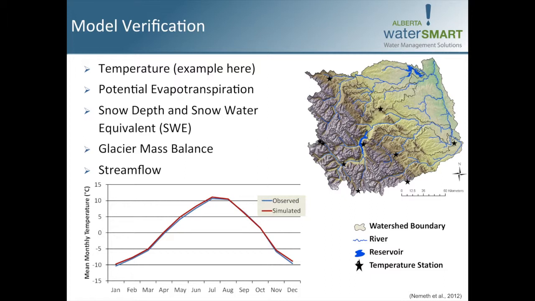So in this instance, we actually verified that we were simulating temperature properly. We verified that we were simulating evapotranspiration properly, snow depth and snow water equivalent, glacier mass balance, because glaciers are big in the North Saskatchewan, or at least bigger than in the Bow, as well as stream flow. So you want to make sure that you're getting your seasonalities right, you want to make sure that you're getting the magnitudes right, and you want to make sure that overall your observed is similar to your simulated.